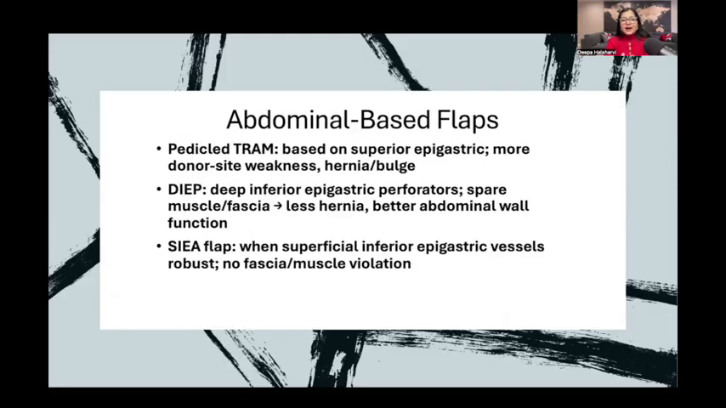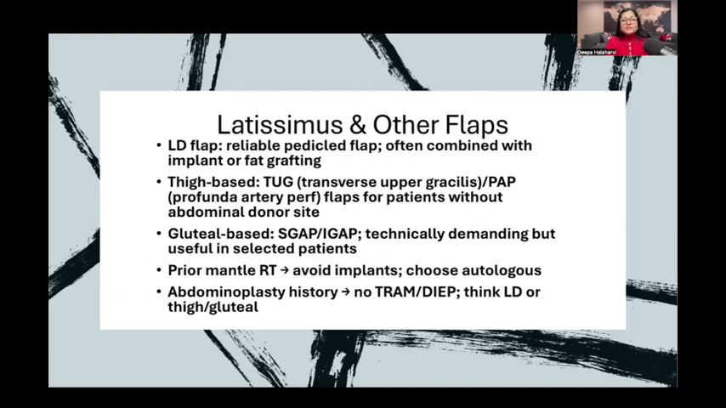There's the pedicle TRAM based on the superior epigastric. There's DIEP based on deep inferior epigastric. It all has its good and bad. There is the SIEA, which is the superficial inferior epigastric vessels. There's latissimus dorsi. There's the TUG, which is a transverse upper gracilis. PAP is the profunda artery perforator flap. And there's a gluteal base, the SGAP, IGAP. You just need to know this for exam purposes.